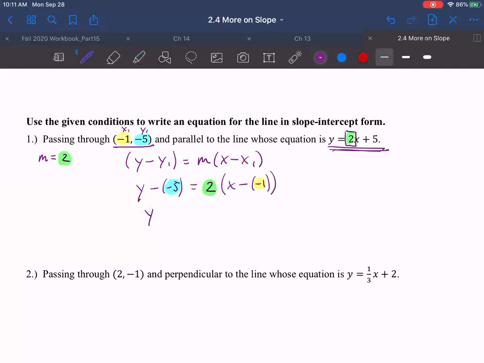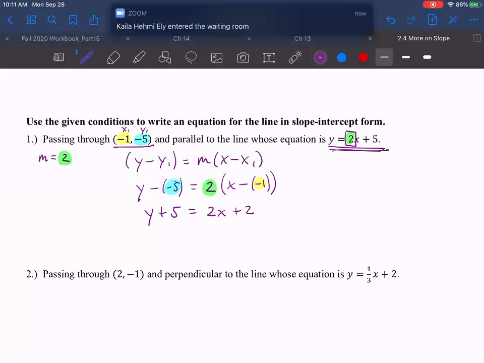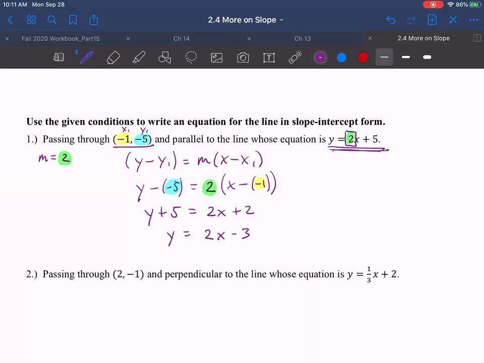And then I just have to put this into slope-intercept form. So this becomes y plus 5, and then I can distribute this. This is minus -1, so it becomes plus 1, and that becomes 2x plus 2 by distributing that through. Then I just have to subtract 5 from both sides, and this becomes 2x, 2 minus 5 is -3. And there we go, we have our equation in slope-intercept form. Again, it has that same slope of 2, but a different y-intercept than that one.